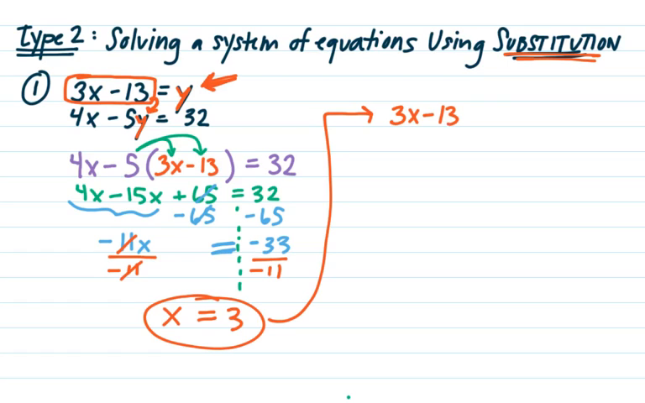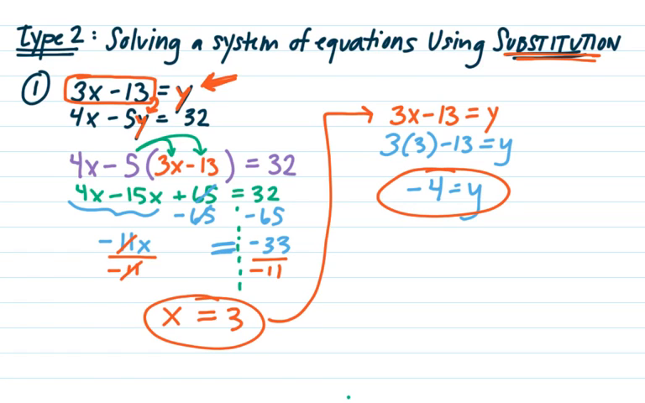3x minus 13 is equal to y. Well, now we know that x is 3. So 3 times 3 minus 13 is equal to y. So minus 4 is equal to y. So the point x equals 3, y equals minus 4 is a solution to this system of equations.